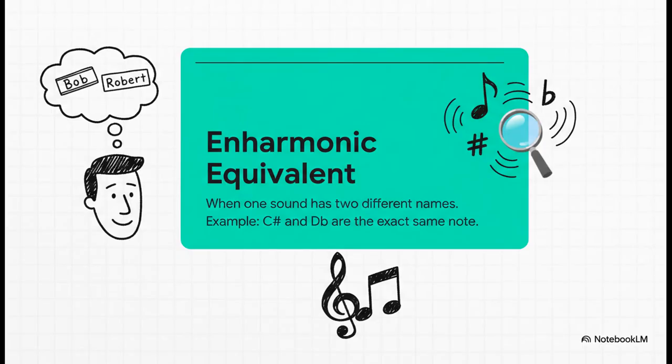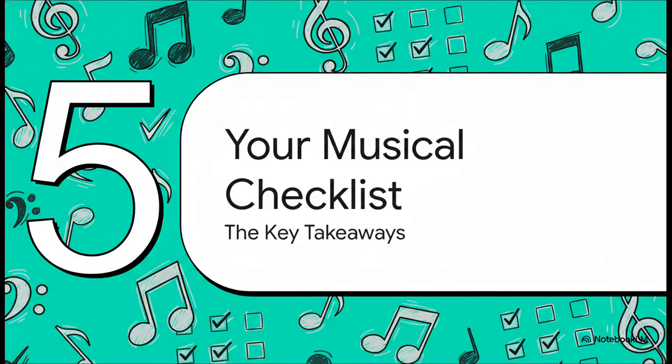Now there's a fancy music theory term for this. It's called an enharmonic equivalent. But honestly, just forget the fancy term and stick with the nickname idea. It's so much easier. You know, like how someone named James might also be called Jimmy? It's the same person. C sharp and D flat, same sound. And believe it or not, that's basically the whole system right there. Pretty simple, huh? So let's just do a super quick review of the main points just to lock it all in.